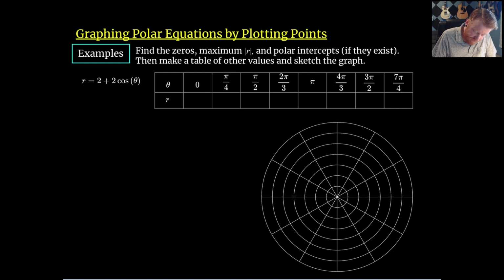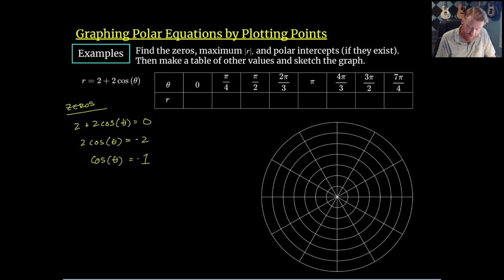All right, so we'll look for the zeros. And this is going to be where r is equal to 0, so where the radius length is 0, and that's going to tell us where it's passing through the pole. So if I want to know where 2 plus 2 cosine theta equals 0, we'll set that up. We'll subtract 2 from both sides. We'll get 2 cosine theta equals negative 2. And if we divide both sides by 2, we will get that cosine theta equals negative 1.